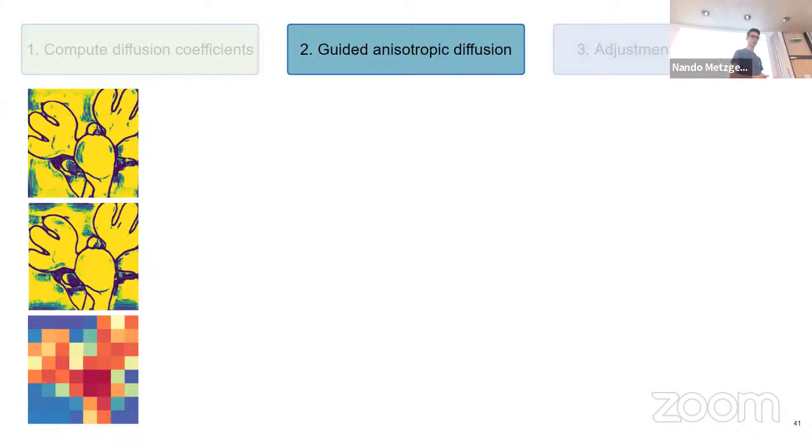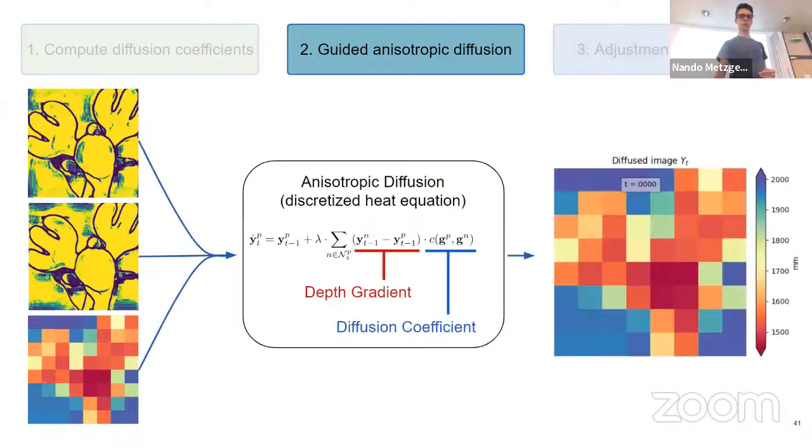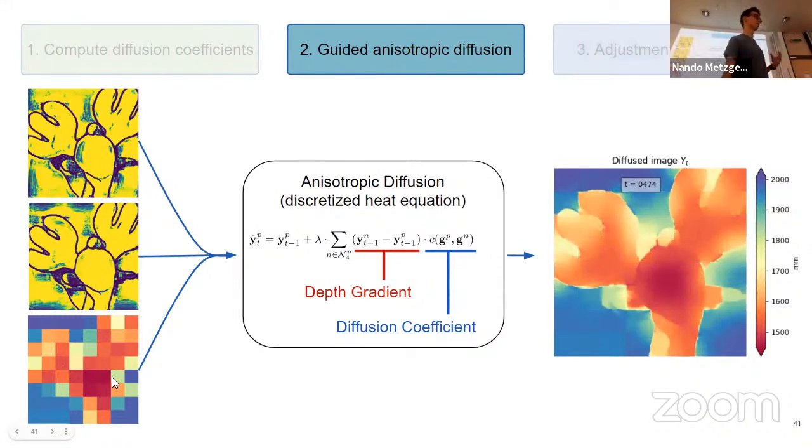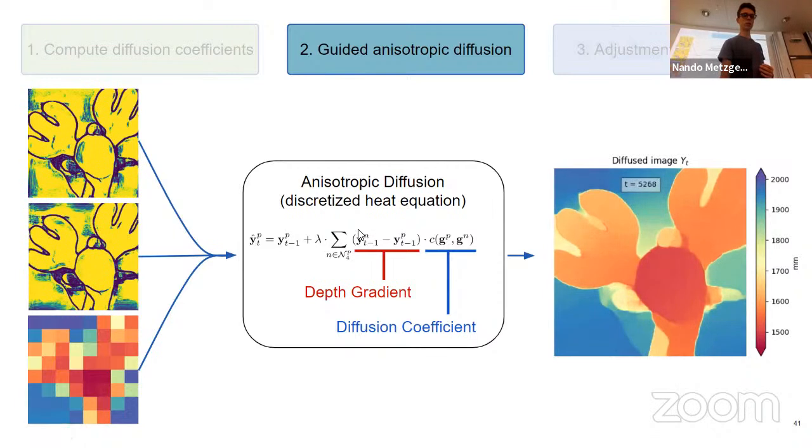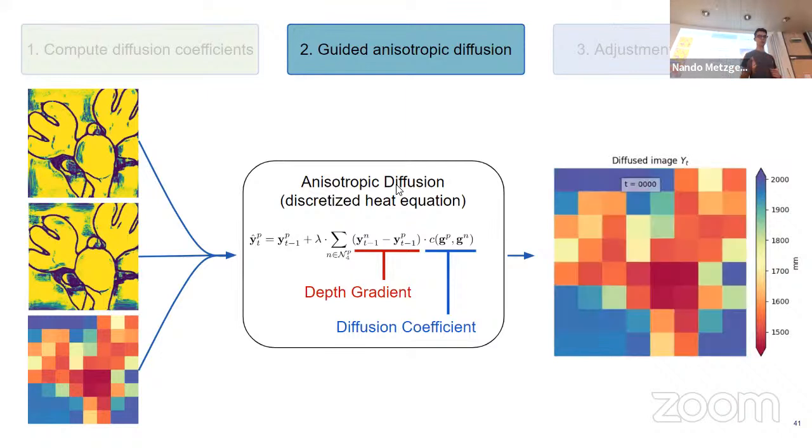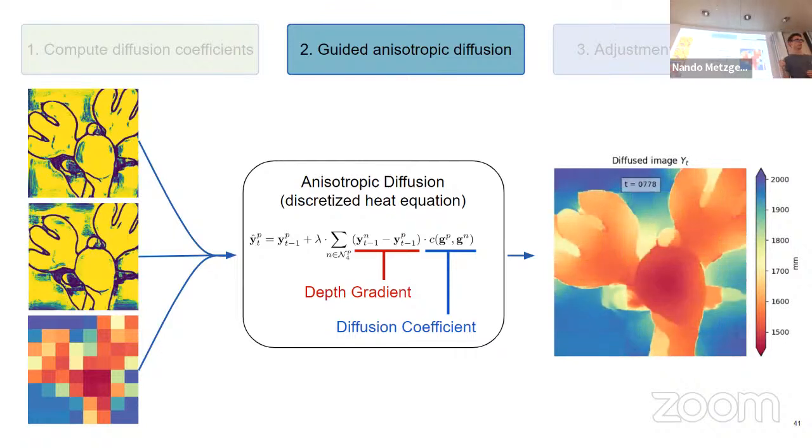Now you have the coefficients and you have an initial image, an initial guess of what your depth is. And then you can use the anisotropic diffusion to basically refine it. And there are 2 steps or 2 mechanisms that you need to understand in order to understand anisotropic diffusion.